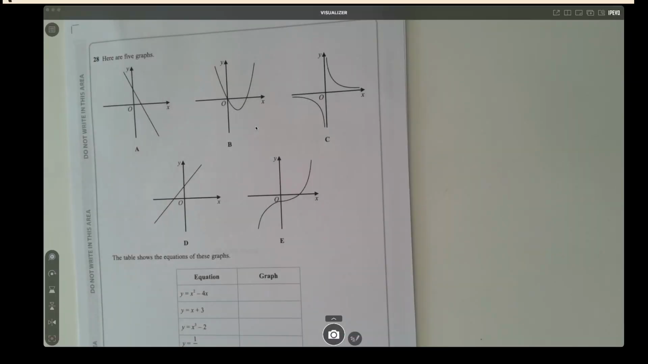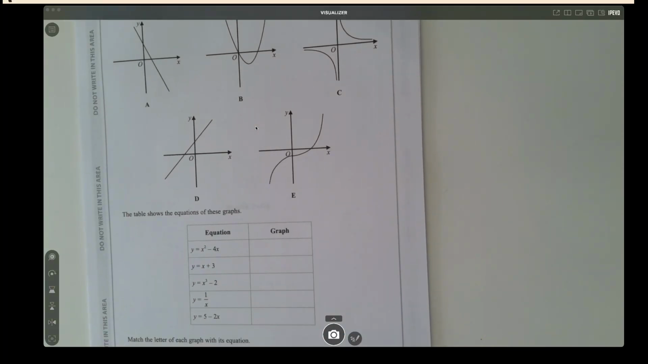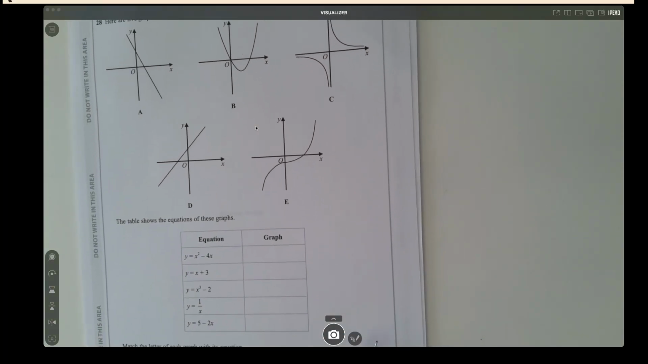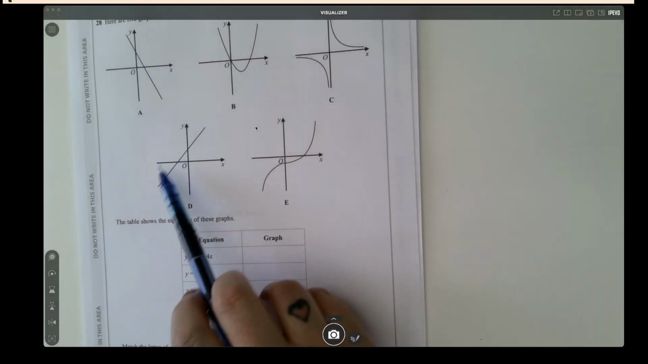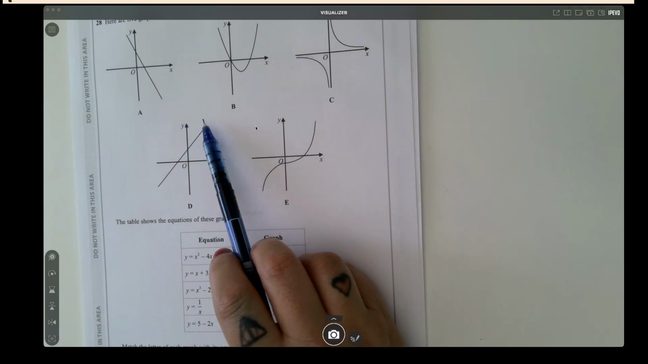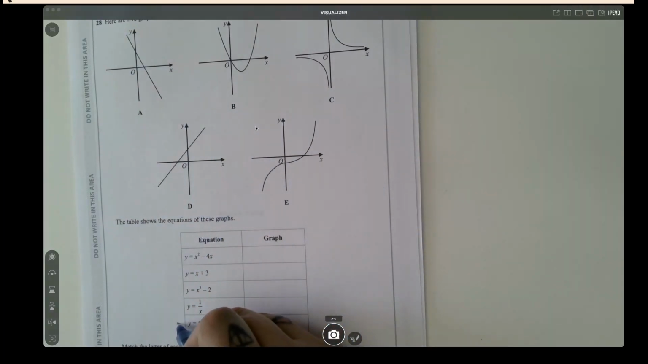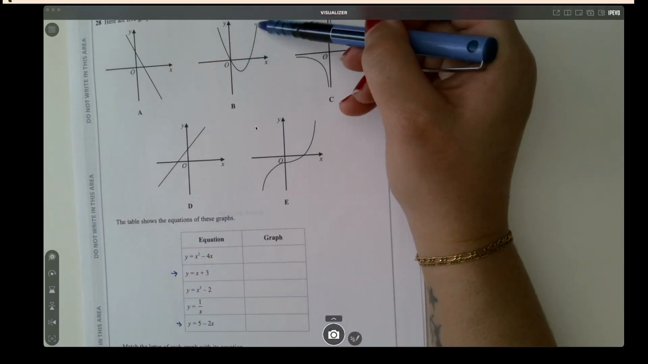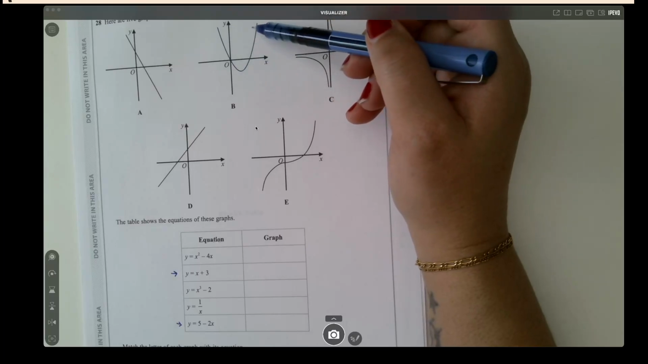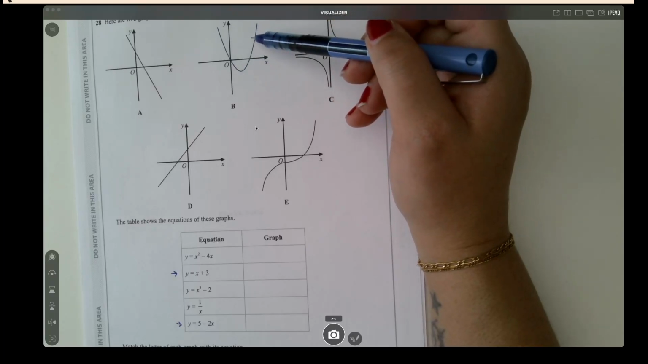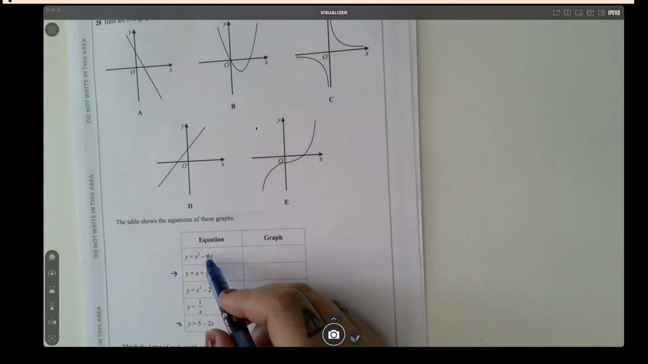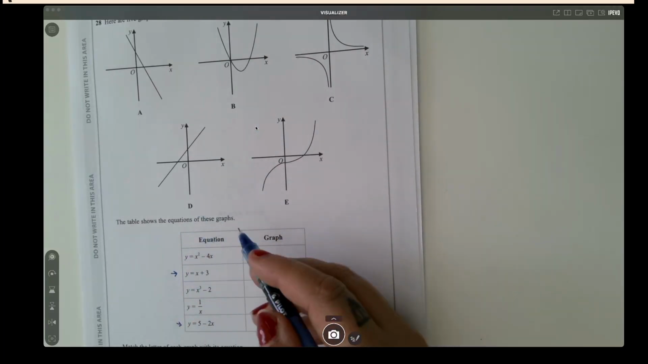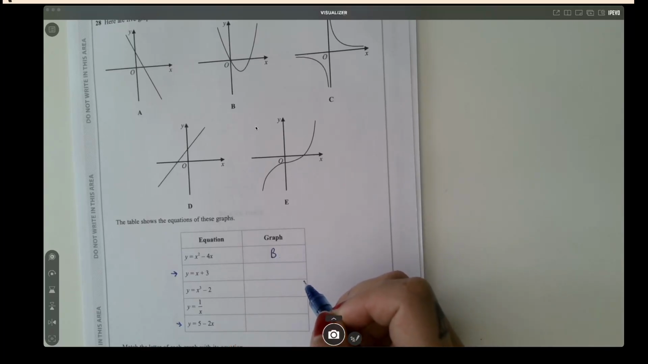Question 28. Here are 5 graphs. The table shows the equations of these graphs. Match the letter of each graph with its equation. Okay, so first things first, we have 2 straight line graphs. So they're going to be graphs that don't have any powers in them. So we have this one and this one potentially could be A. We have a curve, a U shape, which is a quadratic curve. So the only equation we have here with a quadratic in is this one. So I'm going to say that this must be graph B.